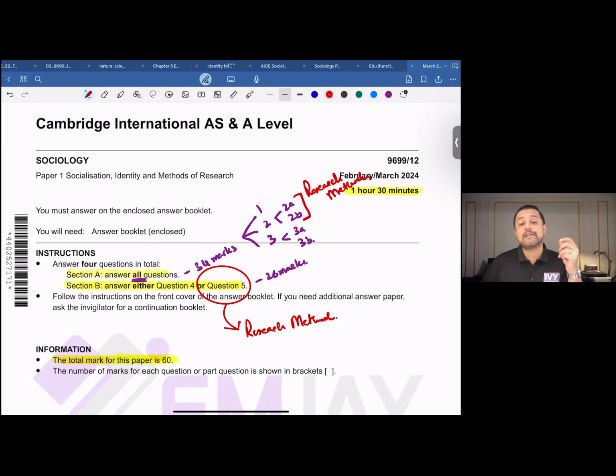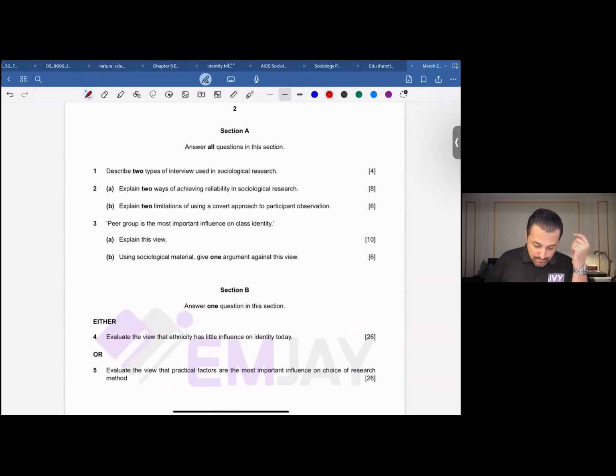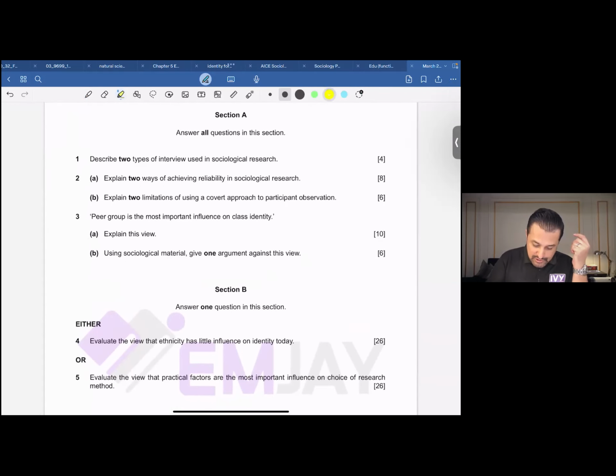So, like I said, for section A, you do not get any choice. For section B, you do get a choice. There are two questions, question number 4 and question number 5. From these two questions, you're expected to attempt any one of them. Now, without any further ado, let's quickly begin. This is how your paper would look like. Section A, no choice at all. Section B, you are expected to attempt one question.